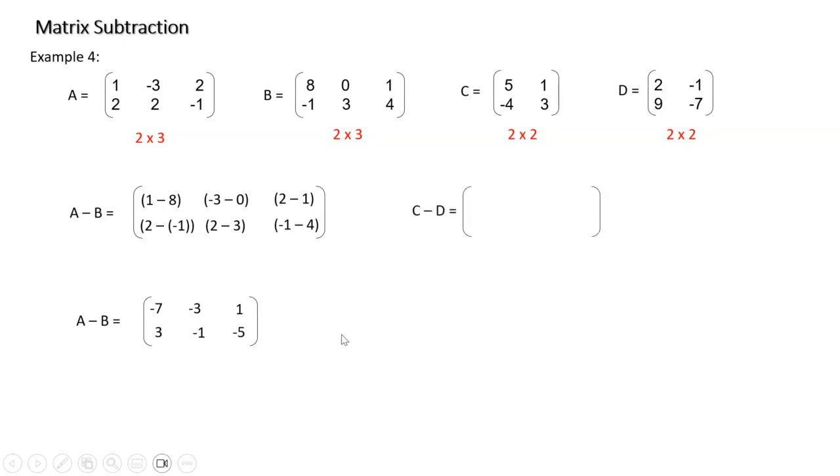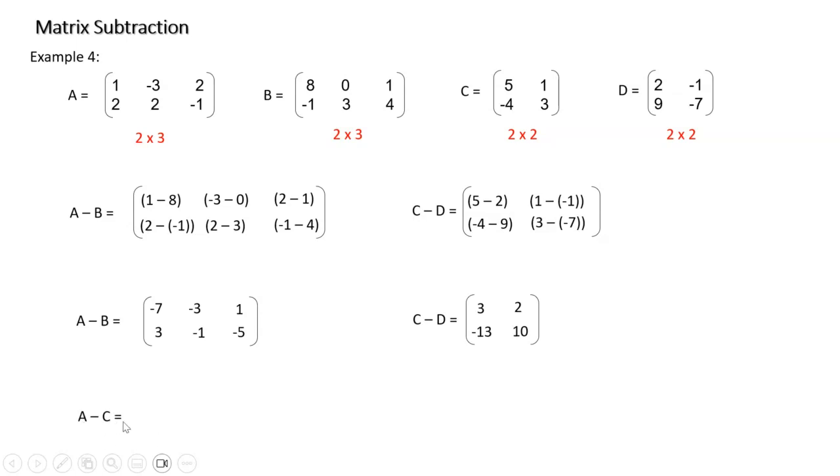Now let's try C minus D. So it's going to be 5 minus 2, 1 minus negative 1, negative 4 minus 9, and 3 minus negative 7. So 5 minus 2 is 3. 1 minus negative 1 is 2. Negative 4 minus 9 is negative 13. And 3 minus negative 7 is 10. So this is the answer for the operation on matrix C minus matrix D.